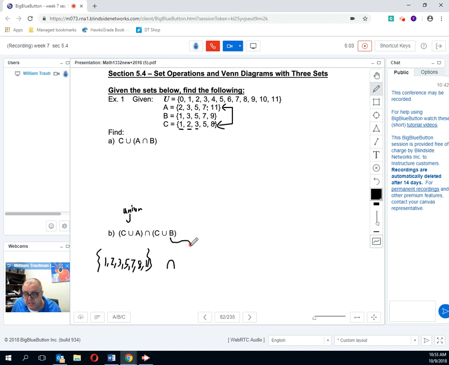Then we're going to intersect this with C union B. So let's do C union B. These are the two, and we're going to do a marriage of these two: 1, 2, 3, 5, 7, 8, 9. Do you see? I have all the numbers. It's a marriage. B has 1, 3, 5, 7, 9, and C has 1, 2, 3, 5, 8. All these numbers are in at least B or C.